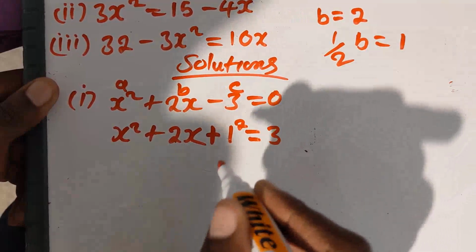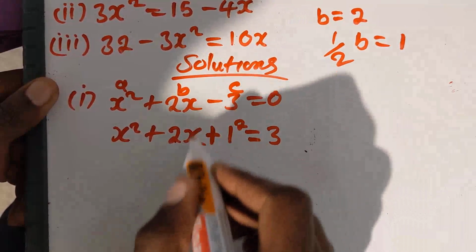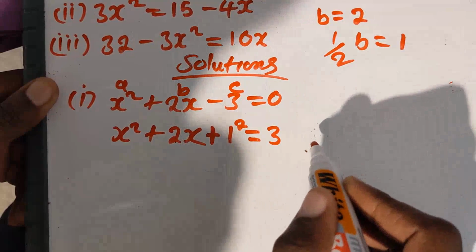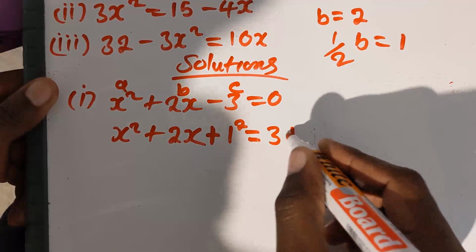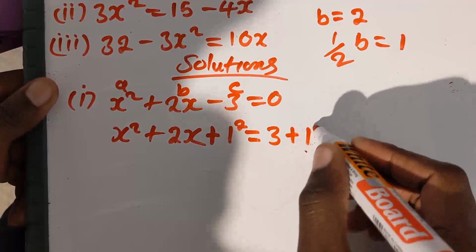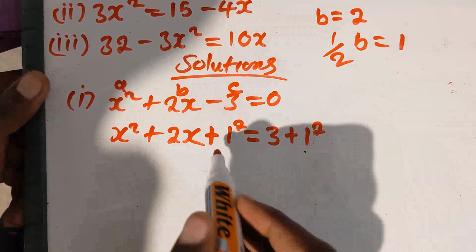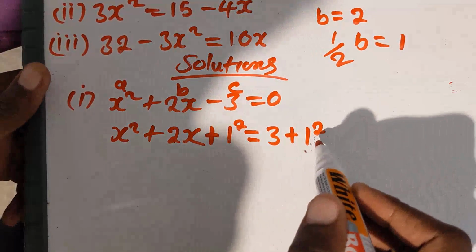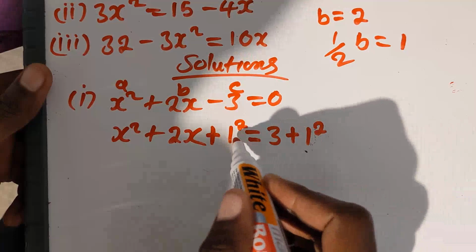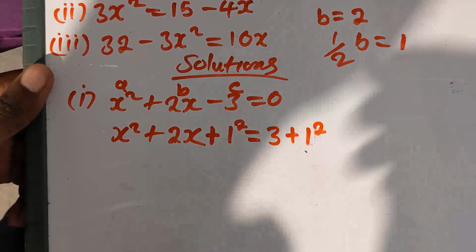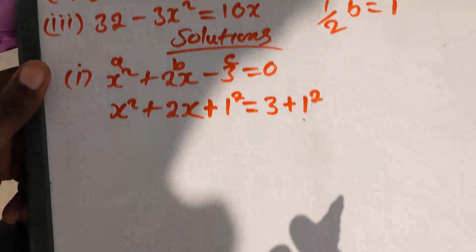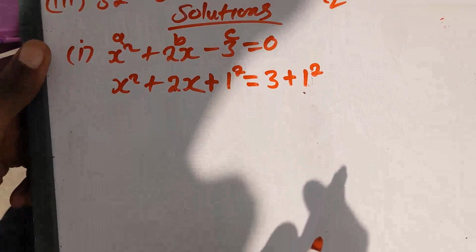Square it. Then whatever you are doing this side, do it the other side. So here we are adding half of b as well. Remember this, whatever you are doing this side, do it the other side. So add half of b, but square it. All right, so that is how we do it.